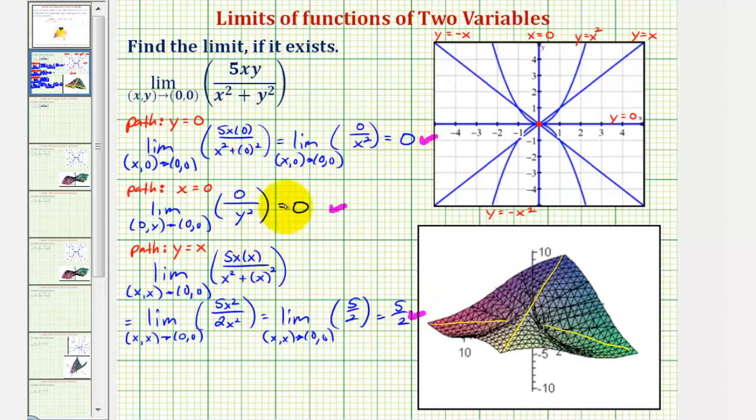So as soon as we find one limit that's different, this indicates a limit does not exist. Now you may also want to consider the path y equals negative x. Along this path we can determine the limit would be negative 5 halves. But again, we have enough information now to determine the original limit does not exist.